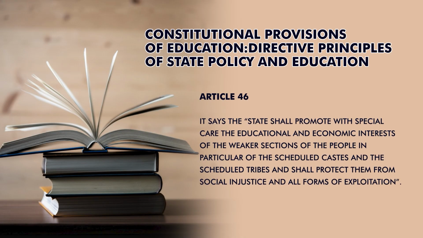And Article 46 under directive principles of state policy and education says that the state shall promote with special care the educational and economic interest of the weaker sections of the people, in particular of the scheduled castes and scheduled tribes, and shall protect them from social injustice and all forms of exploitation. So Article 46 talks about the scheduled castes and scheduled tribes, to safeguard and protect their rights so far as social injustice and social exploitation are concerned, and to provide them the right to education.